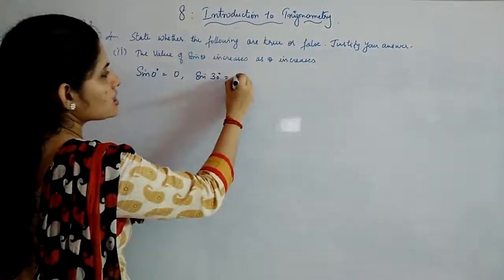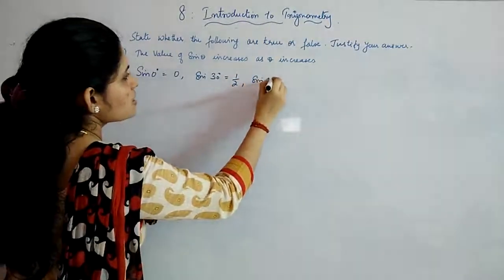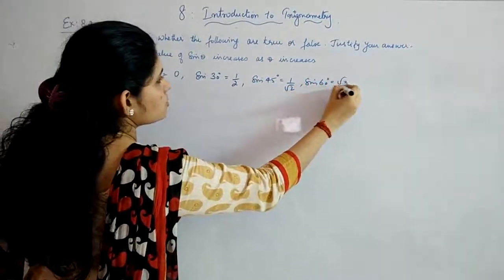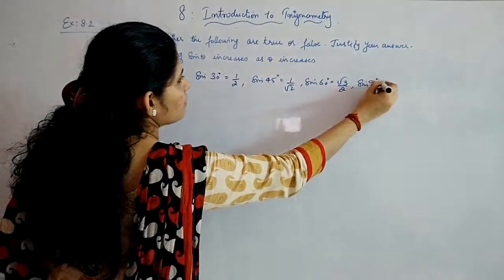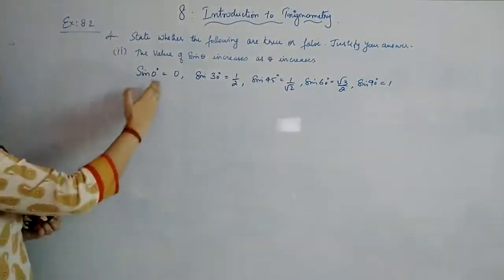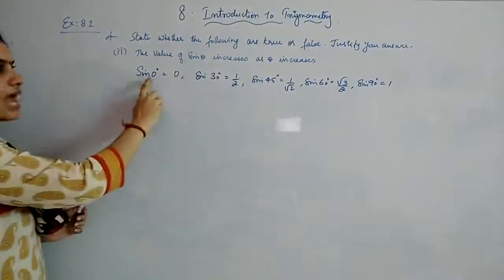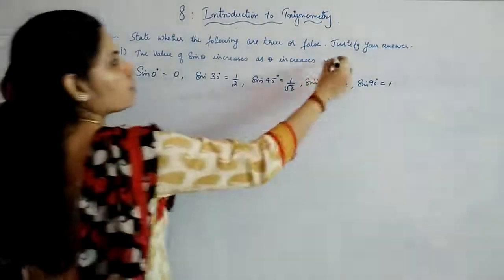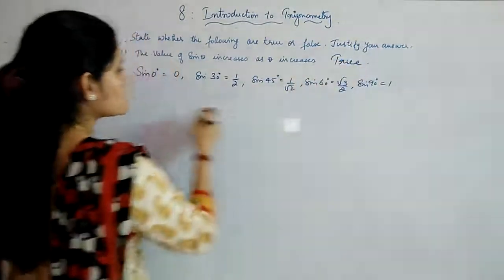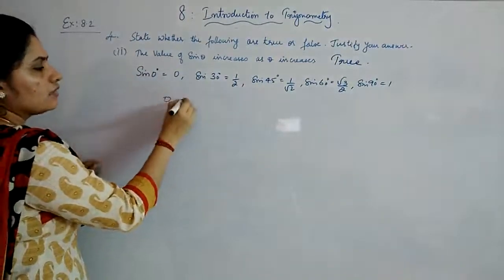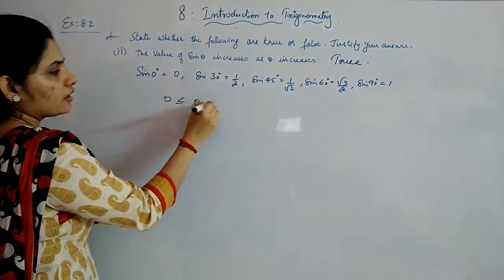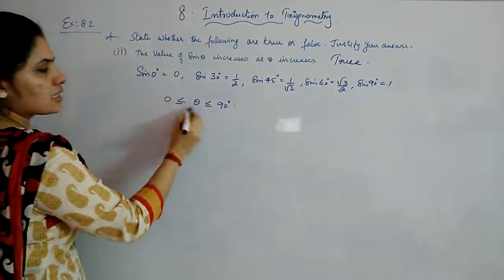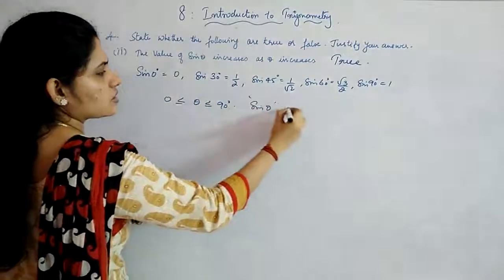Okay, sine 30 is 1 by 2, and sine 45 is 1 by root 2, sine 60 is root 3 by 2, and sine 90 is 1. That means you can just see it is from 0 to 1, it is just increasing its value as the angle increases. That means as theta increases, sine value is increasing. Therefore, the statement is true as far as we consider the angle within 0 and 90 degree. In between 0 and 90 degree, as theta increases, sine theta also increases.